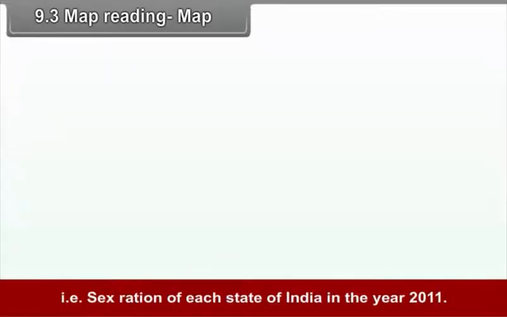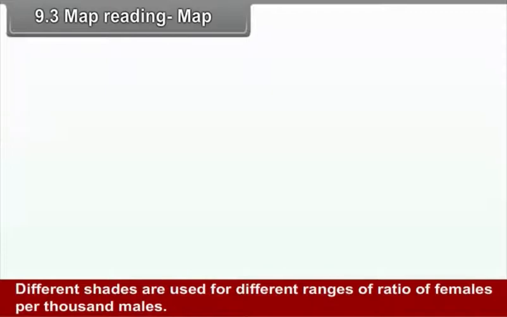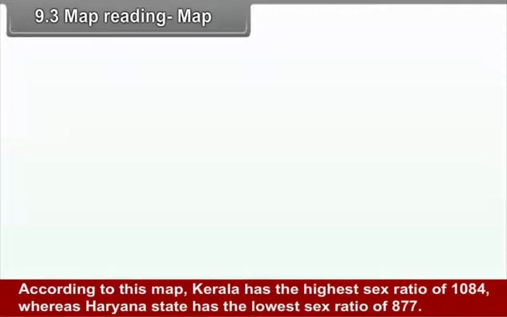Map in Figure 9.1B. It is a map of India that has a very specific theme, that is, sex ratio of each state of India in the year 2011. Different shades are used for different ranges of ratio of females per 1000 males. Besides shades of color, actual sex ratio of each state is also given. According to this map, Kerala has the highest sex ratio of 1084, whereas Haryana state has the lowest sex ratio of 877.